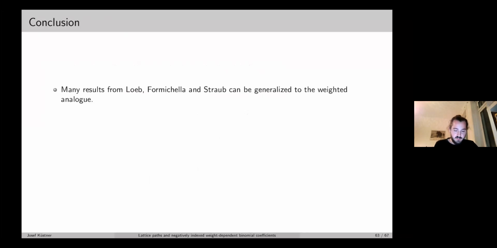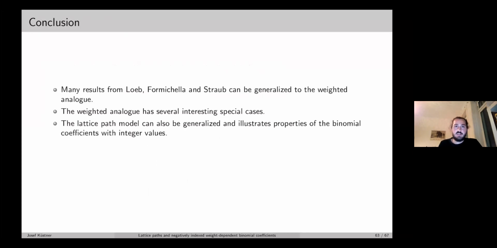So a little conclusion. Many results from Loeb, Formichelli, and Straub in the q and ordinary case can be generalized to the weighted analog, as I have shown you. The weighted analog in itself has some interesting special cases, such as the elliptic binomial coefficient and the symmetric functions, the e's and the h's. The lattice path model can also be generalized, and it illustrates some properties of binomial coefficients with integer values. So we can use the lattice path model to interpret the binomial theorem, for example.